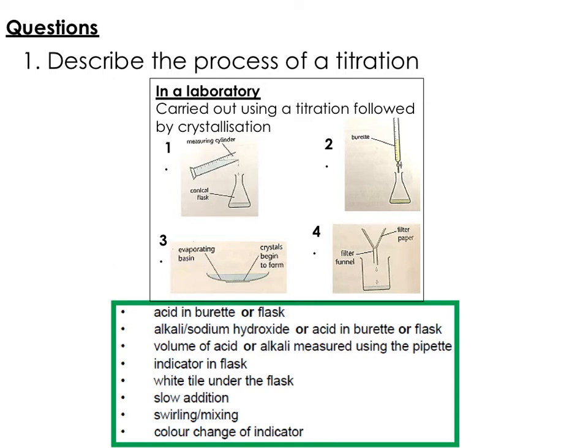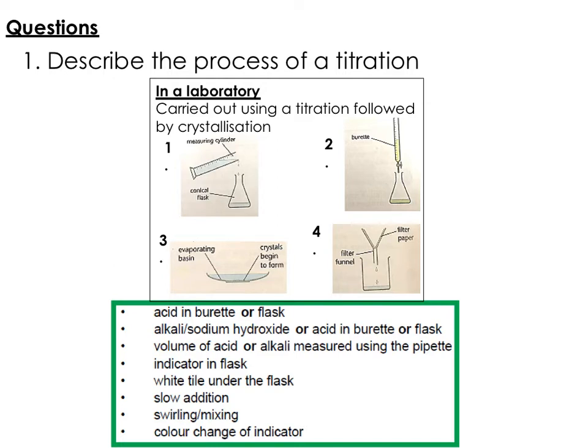You do not have to name an indicator. In fact, I would strongly argue that you don't name an indicator, because then you don't run the risk of saying something incorrect in terms of the colour change. And what you most certainly must not add is universal indicator. You're going to have a white tile under the flask so that we can see any change in the indicator much more clearly. You're going to add the acid to the conical flask.